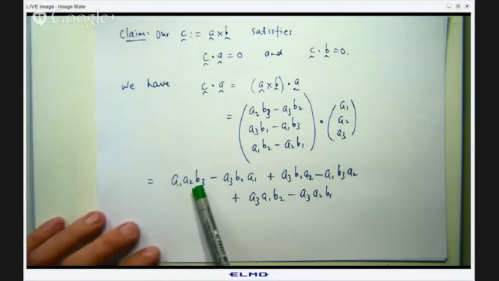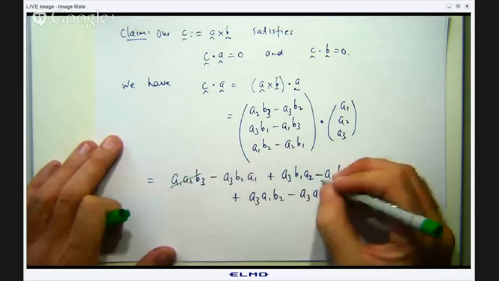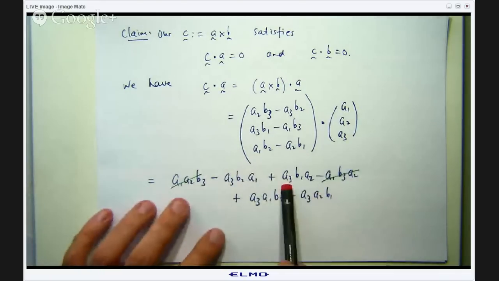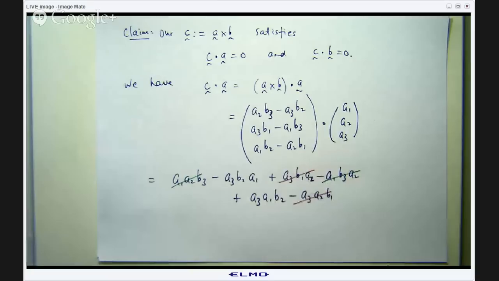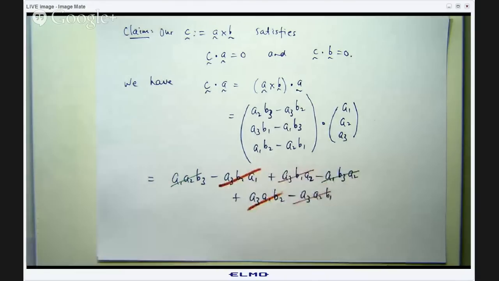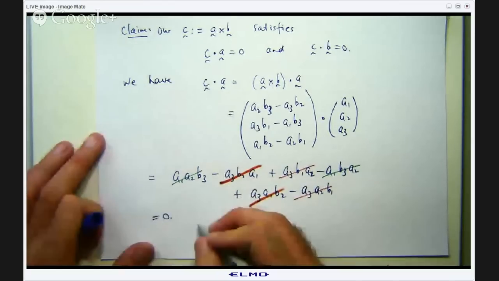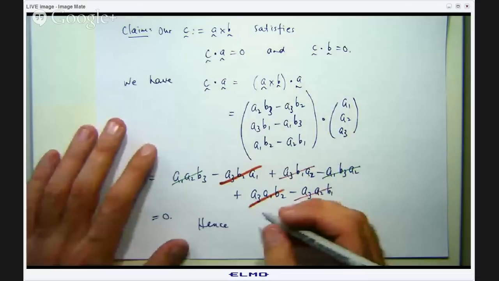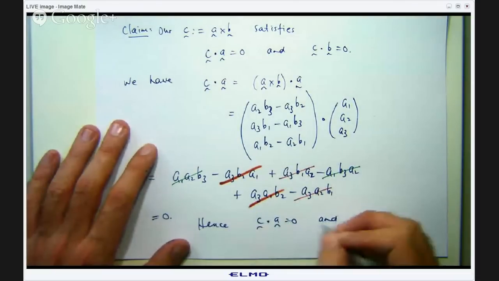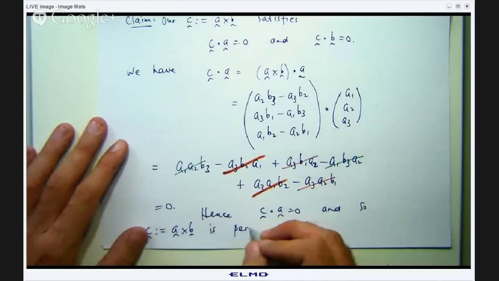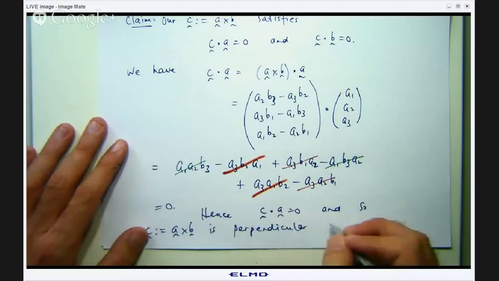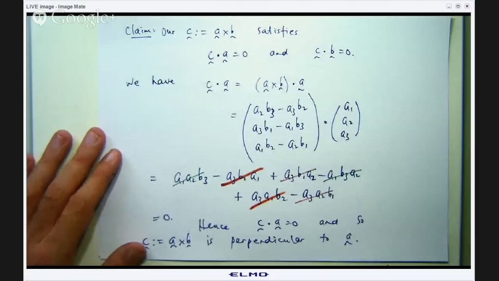So A1, A2, B3, that's going to cancel with that one. A3, B1, A2, that's going to cancel with that one. And fingers crossed, this one cancels with this one. Yes, it does. So that is 0. Hence this is true, and so C, which we've defined to be A cross B, is perpendicular, normal, or orthogonal to vector A.